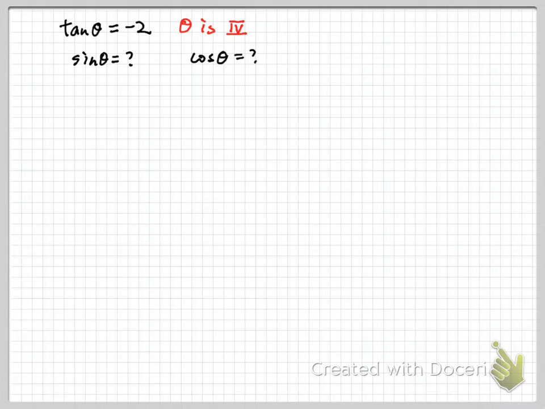So let's take a look at another example. We have tangent theta is -2. Theta is in the fourth quadrant. So what is sine theta and cosine theta? Let's do it in both ways. Perhaps we do it the geometry way first.